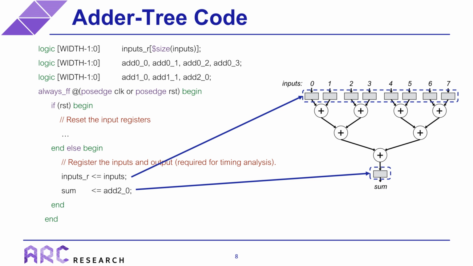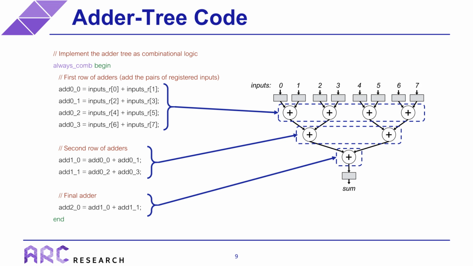So taking a quick look at the code, we can see how this circuit gets synthesized. The code uses an always flip-flop block that assigns the input array to an internal logic array, which creates registers for the inputs because it is done on a rising clock edge. Similarly, we have the sum output becoming a register because it is also assigned on a rising clock edge.